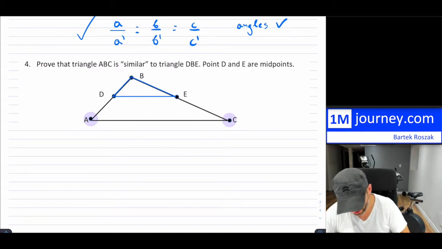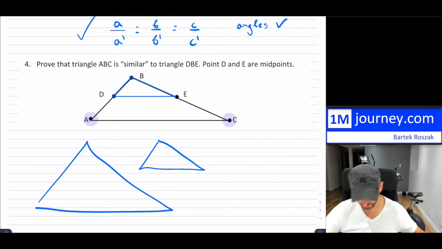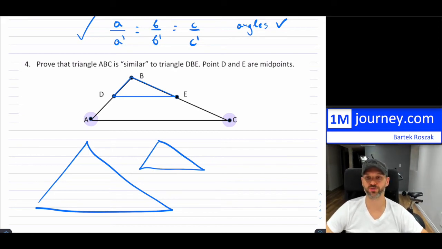So I have a big triangle. So I have this A, B, and C like this. Okay, and then I have the smaller one, which kind of looks like that. So how are they similar to each other?